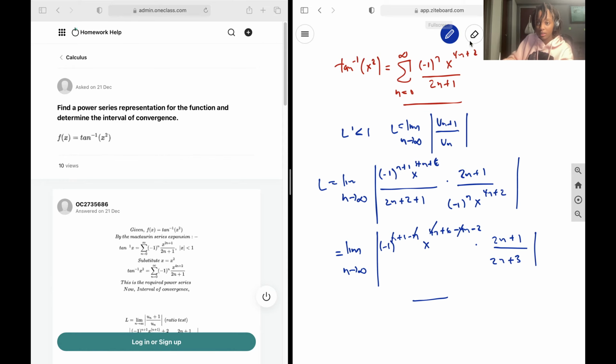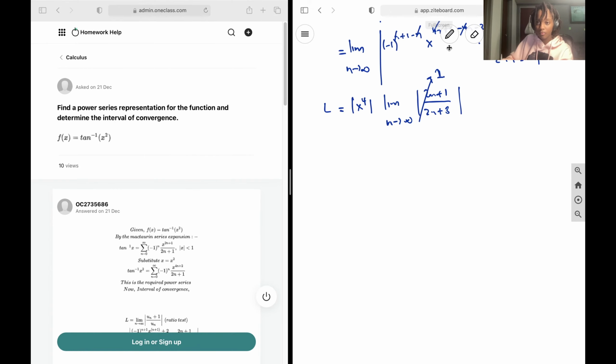And so we can just pull out the x to the power of 4, and it just becomes x to the power of 4 times the limit as n approaches infinity of (2n+1) over (2n+3), which of course cancels to become 1. So this finally means that L is equal to the magnitude of x to the power of 4, and we want this to remain less than 1.